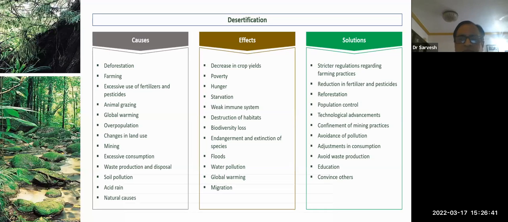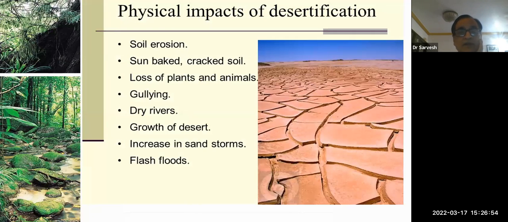Now, this is taken from the US EPA site regarding the causes, effects, and solutions of desertification, and it is worth referring to. What will the earth look like in case of desertification? Soil erosion is quite serious. Sun-baked and cracked soils will be there, loss of plants and animals, gullying and ripples, dry rivers, growth of deserts, increase in sand and storms, and flash floods may happen very often.